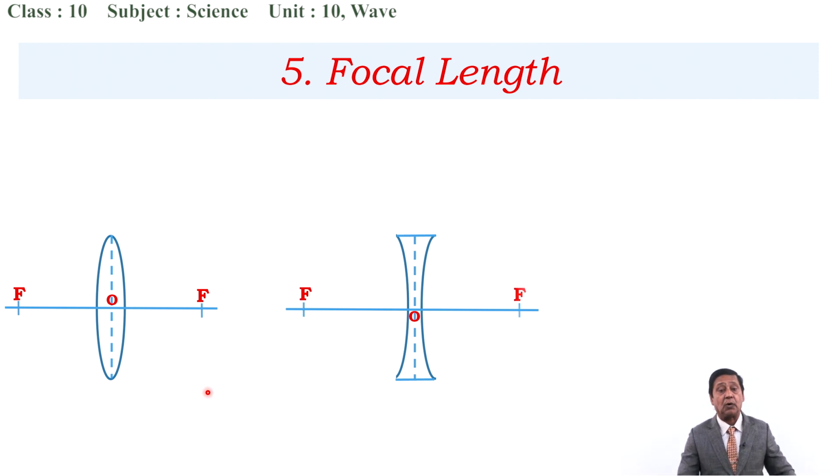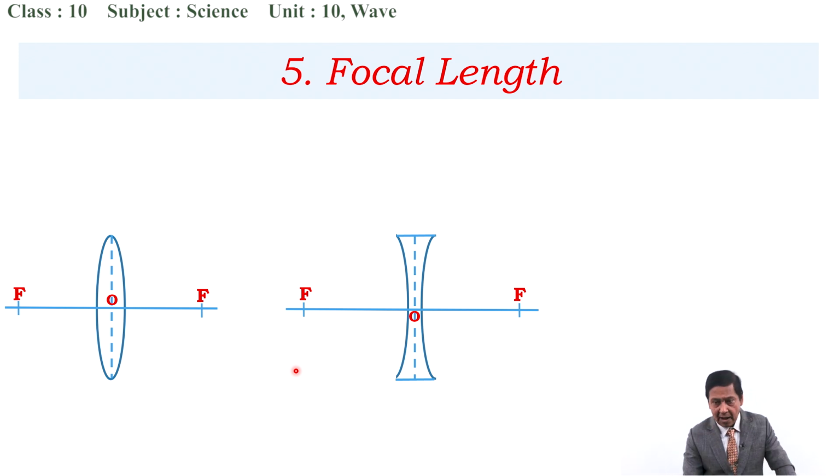In this case also, focus is present on both sides. If light rays are coming from this side, they appear to diverge from this focus. And if light is coming from this side, they appear to diverge from this focus. That's why focus is present on both sides, and they are equidistant. If this focus is at a distance of 2 cm from the optical center, the other focus is also at the same distance, 2 cm from the optical center. We have to be clear about this. While making a diagram, we have to make the focus at equal distance on both sides.